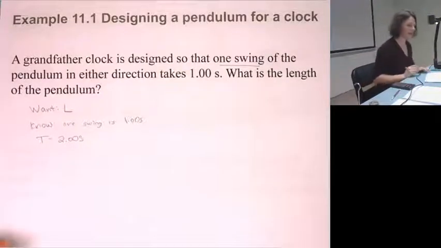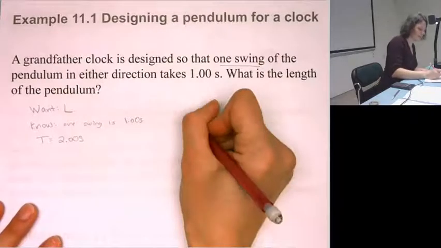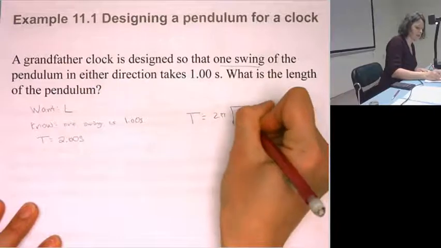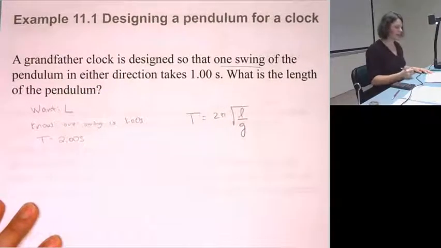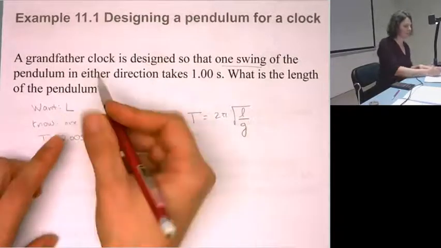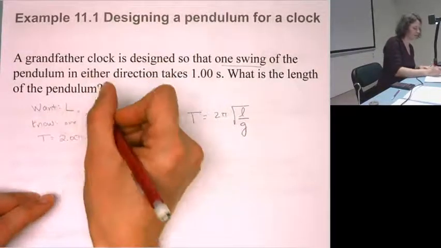All right. Now we'll pull up the formula for the period of a pendulum. T is 2 pi, the square root of L over g. And I'm being a little bit lazy with capital L's and lowercase l's, but we want the length of the string, whatever it is.